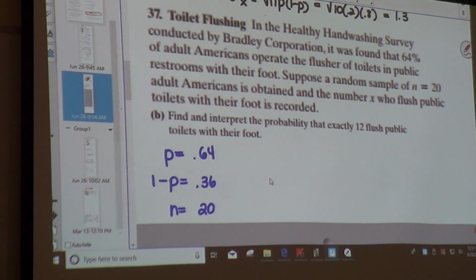In a survey, it was found that 64% of Americans operate the flusher of toilets with their foot. Suppose a random sample of n equals 20 is obtained and the number X who flush public toilets with their foot is recorded. Find and interpret the probability that exactly 12 flush public toilets with their foot.